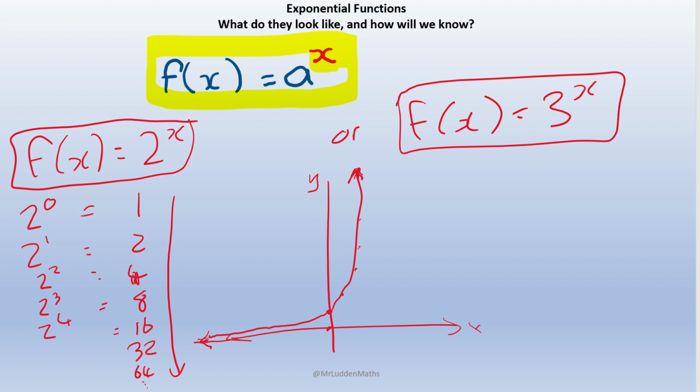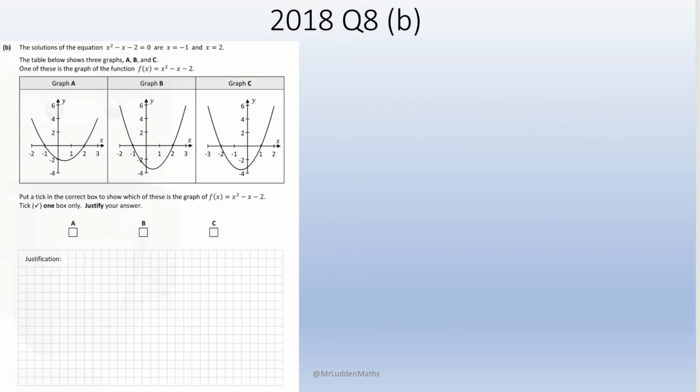All right, just to finish off, we're going to have a look at one more exam question, and in my next video, as I've said a couple of times, we'll have a look at graphing functions. So 2018 question 8b, this question came up, and you're asked to identify which graph lined up with your function up here. So I'm just going to write your function out again. Your function was up here at the top.